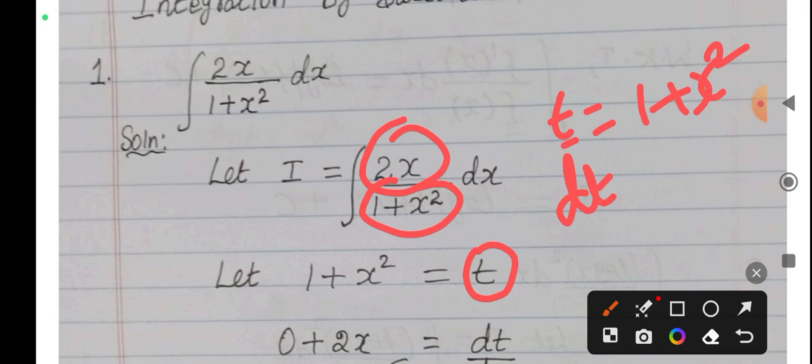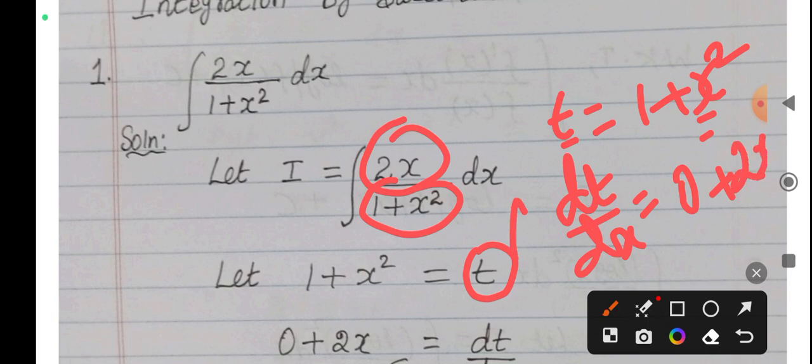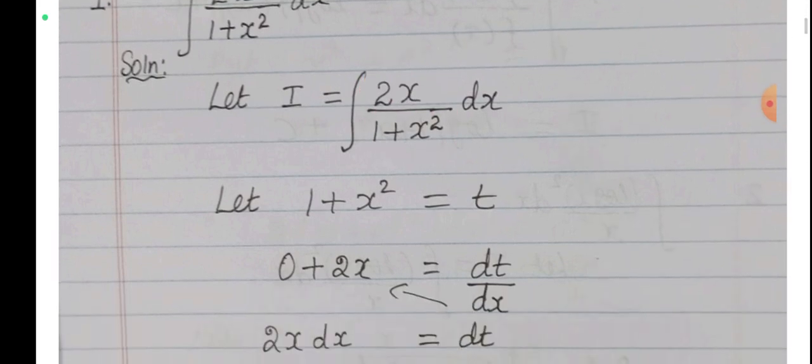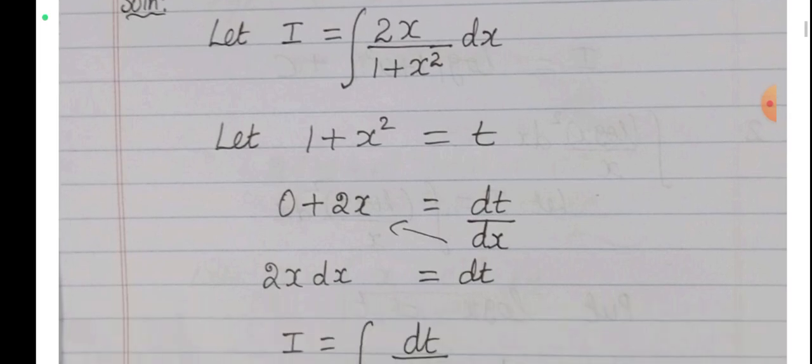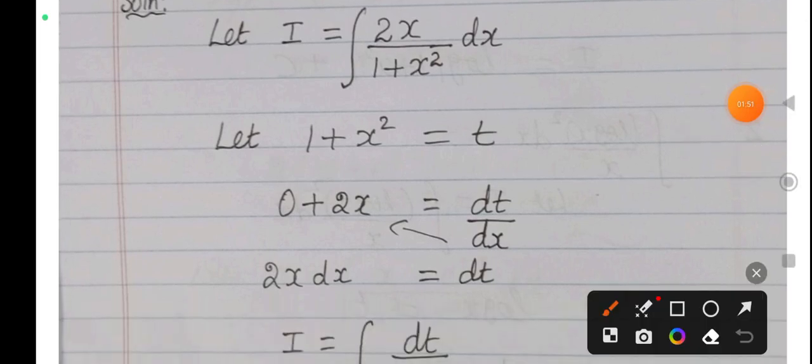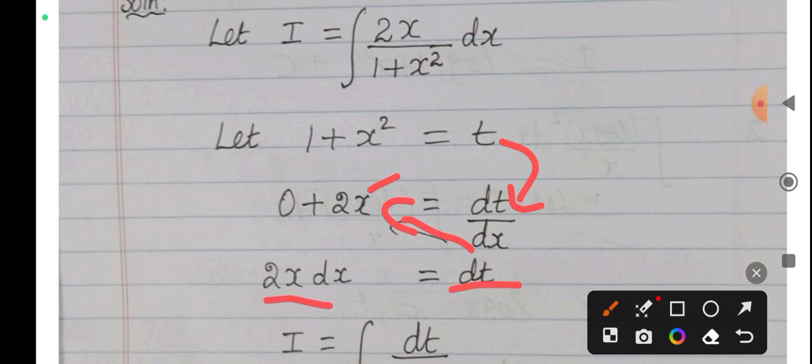So I differentiate t with respect to x, dt by dx. Differentiation of 1 is 0 and of x square is 2x. It is somewhat related: if I take t as 1 plus x square, I am getting 2x. So I am taking 1 plus x square as t. Someone understood? I differentiated and got 0 plus 2x. Actually, in dt by dx, the dx goes across in multiplication, so 2x dx is dt.